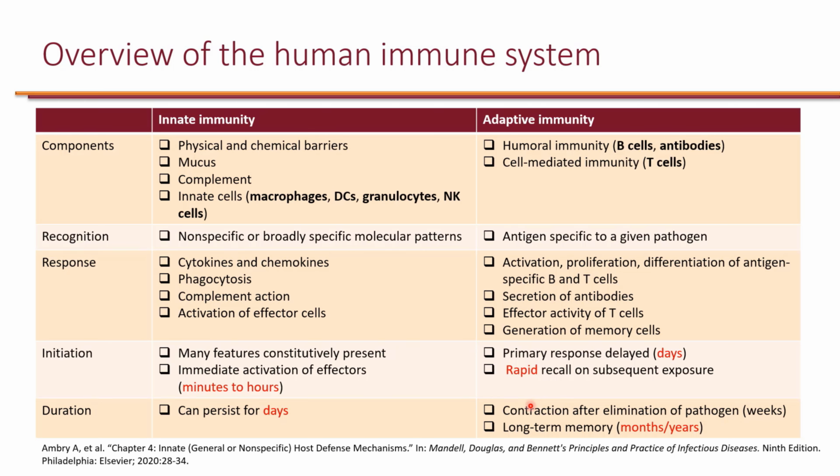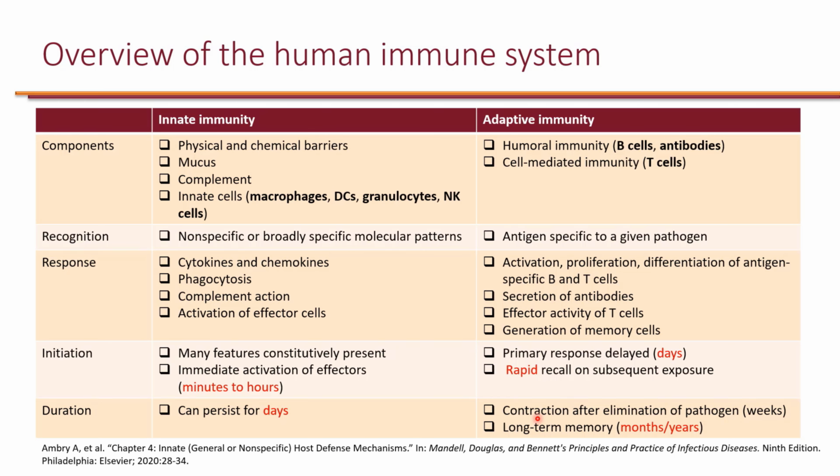Now, once the adaptive immunity clears an infection, there is a contraction after elimination of pathogen that typically happens in a few weeks after the infection is cleared. And what contraction means is essentially, through adaptive immunity, the body will develop a lot of antibodies. And then once the infection is cleared, these antibodies start to wear off. So the levels of antibodies after a few weeks go down to very low levels, and that's called contraction.